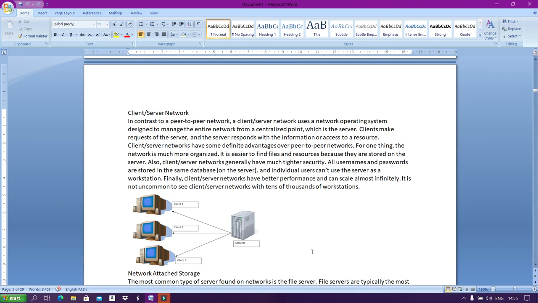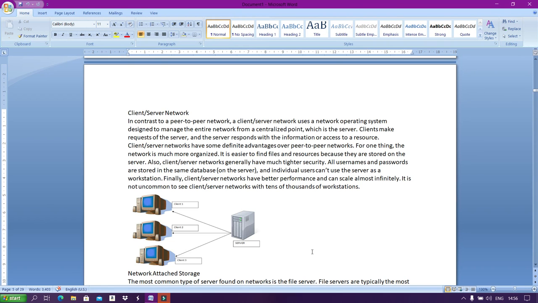Client server. In contrast to a peer-to-peer network, a client-server network uses a network operating system designed to manage the entire network from a centralized point, which is the server. Clients make requests to the server and the server responds with information or access to a resource. Client-server networks have some definite advantages over peer-to-peer networks. For one thing, the network is much more organized. It's easier to find files and resources because they are all stored on the server.